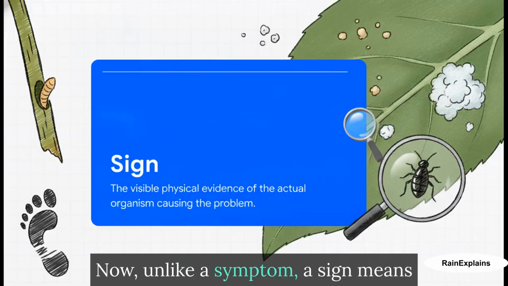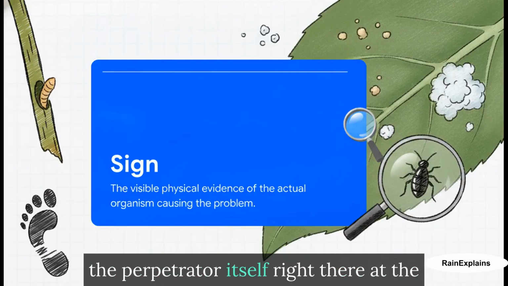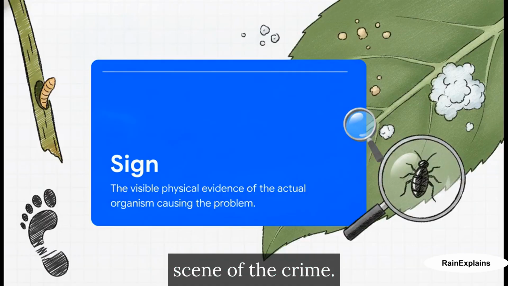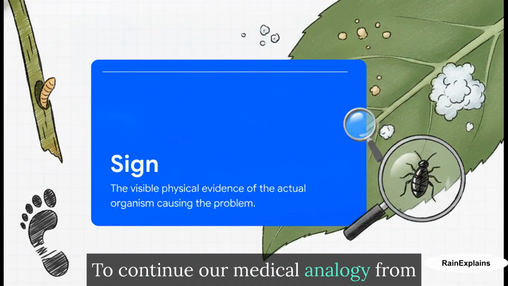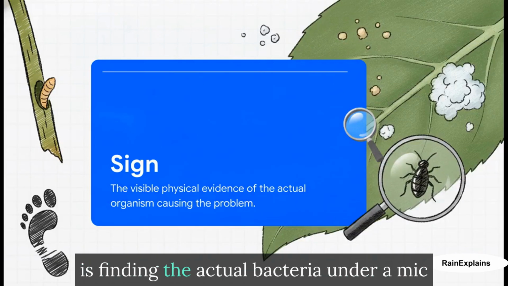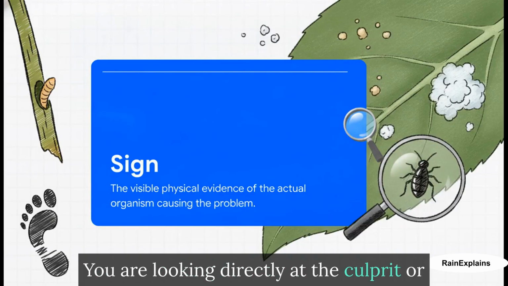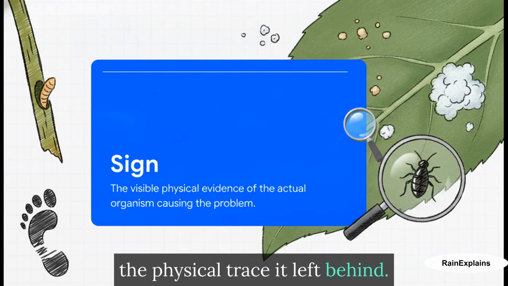Now, unlike a symptom, a sign means you have found the physical presence of the perpetrator itself right there at the scene of the crime. You weren't just looking at the plant's reaction anymore. To continue our medical analogy from earlier, if a symptom is the fever, the sign is finding the actual bacteria under a microscope. You are looking directly at the culprit or the physical trace it left behind.